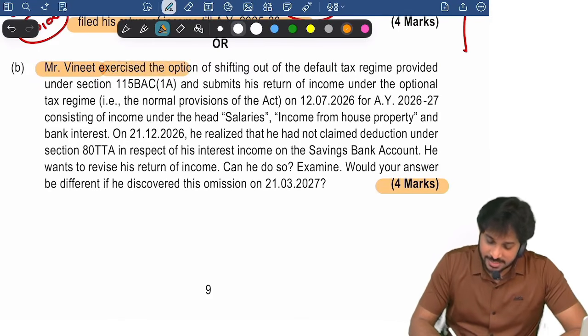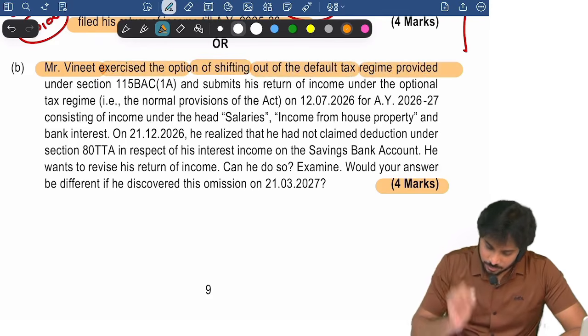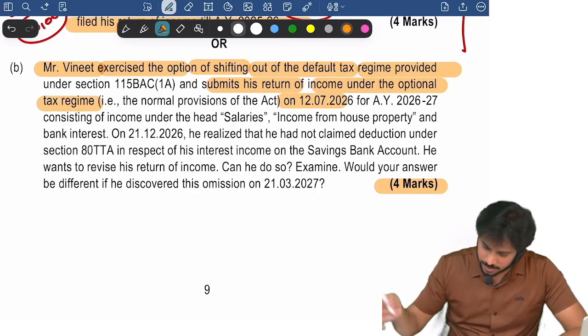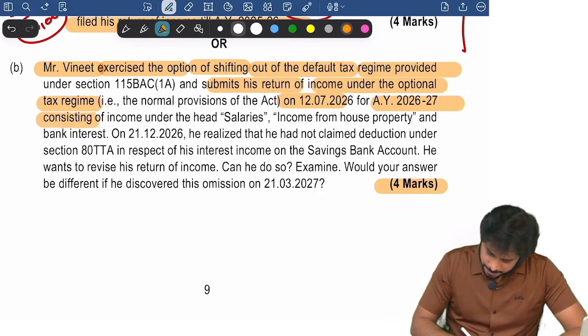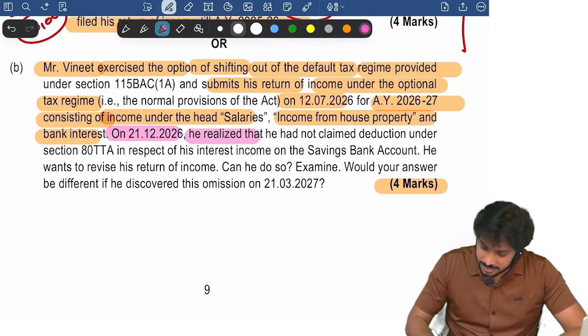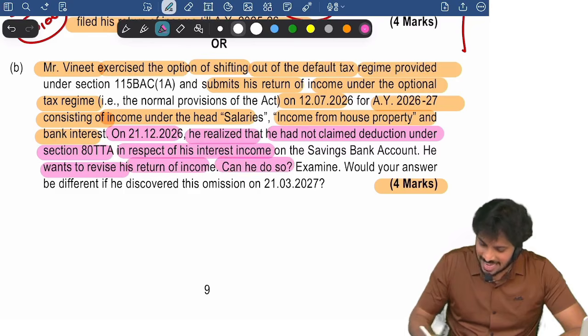Mr. Vineet exercises the option of shifting out of the default tax regime, so OTR, and submits his return of income under the optional tax regime on 12th July 2026 for the assessment year, consisting of income under salary, income from house property, and bank interest. He filed the return of income within the due date, no problem. On 21st December, he realized that he has not claimed deduction under 80TTA in respect of interest income. He wants to revise the return. Yes, he can revise it.